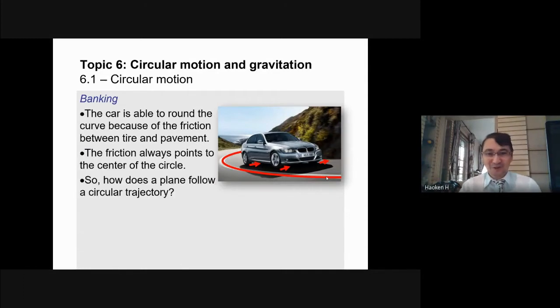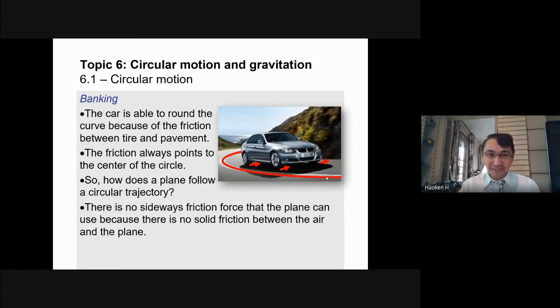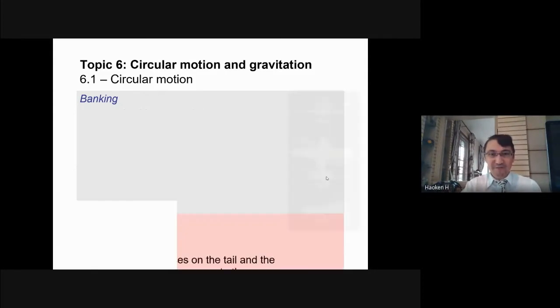Now from the car to the plane, there is no sideways friction force that the plane can use because there is no solid friction between the air and the plane. So the car is able to turn the corner due to the friction force which acts as a centripetal force. What about a plane? There is no friction involved.